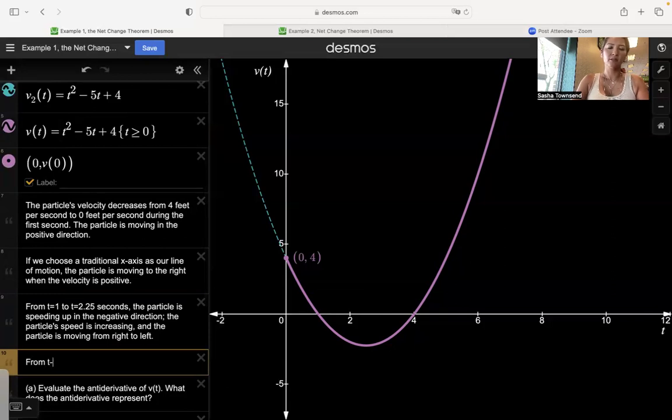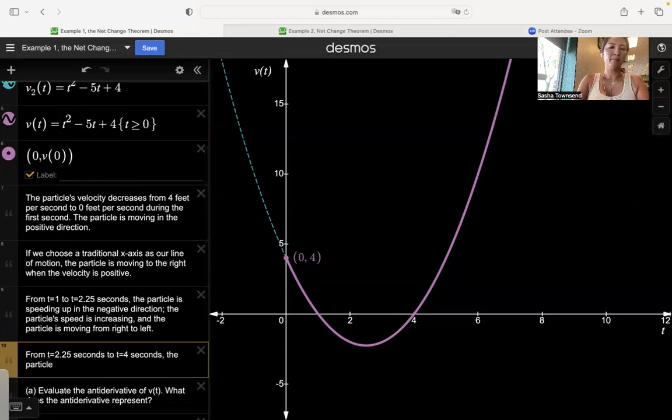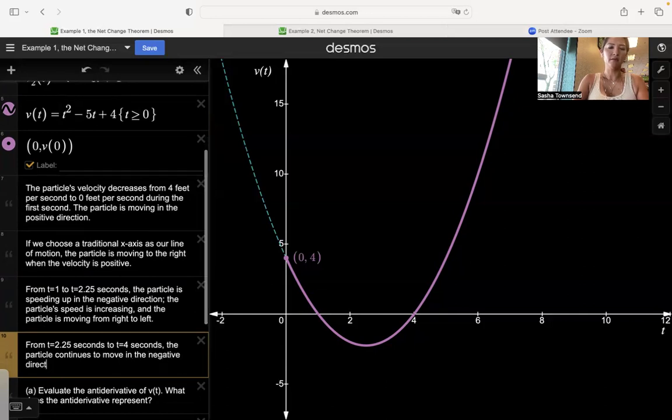From t equals 2.5 seconds to t equals 4 seconds, the particle continues to move in the negative direction, again from right to left, but it is slowing down.